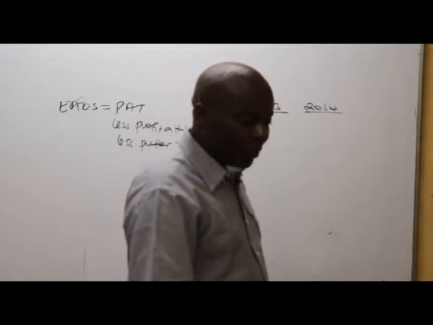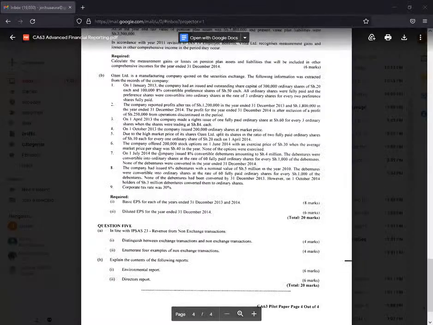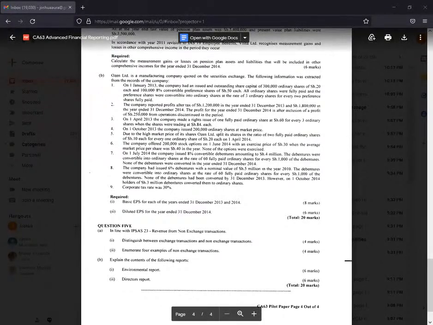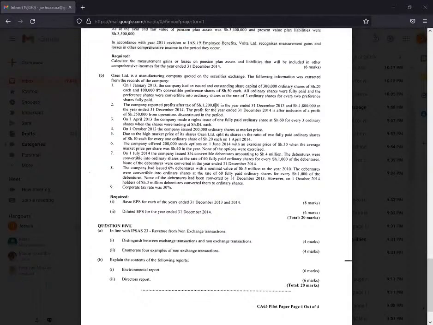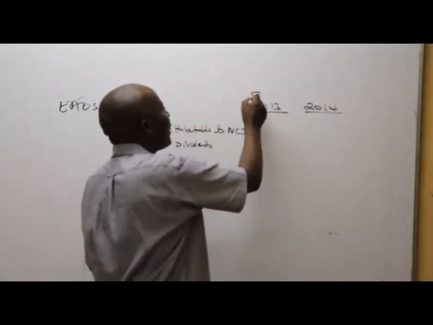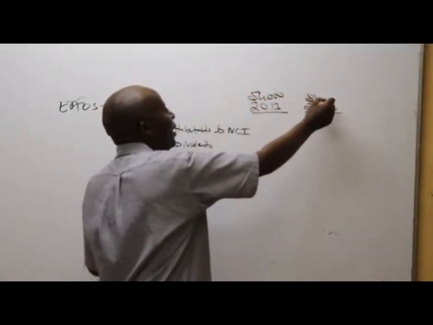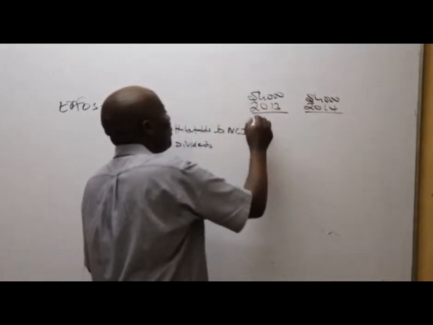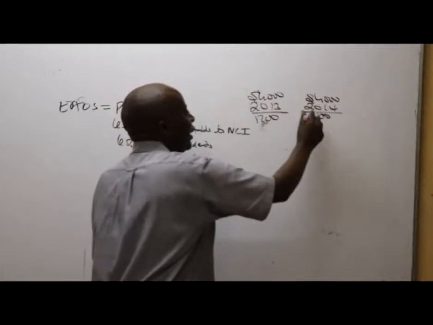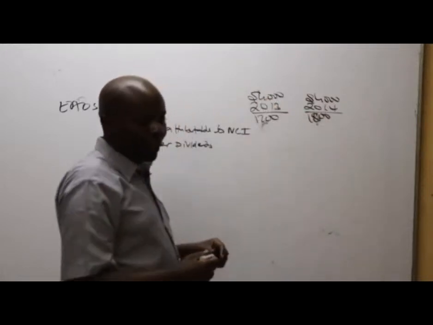Please, let's give this examiner the profits attributable to ordinary shareholders. So we start with the reported profit. Note number 2: the company reported profits after tax of 1,200 and 1,800. I would want my figures here to be in shillings, thousands. So it says 1,200 profit after tax, and the other is 1,800.